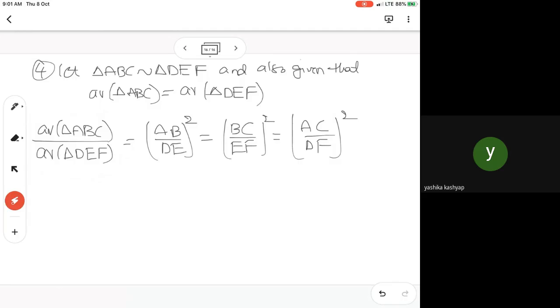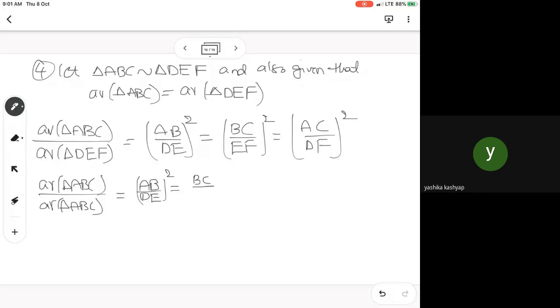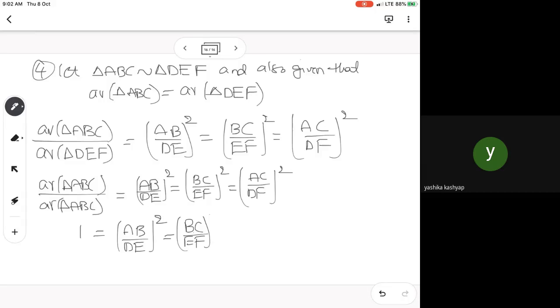Since they are equal, you can substitute. So what do you get as the ratio here? Area of triangle ABC by area of triangle DEF, in place of DEF I am writing area of triangle ABC, which is equal to AB by DE whole square, which is equal to BC by EF whole square, which is equal to AC by DF whole square. So this you get as 1. 1 is equal to AB by DE whole square, equal to BC by EF whole square, equal to AC by DF whole square.